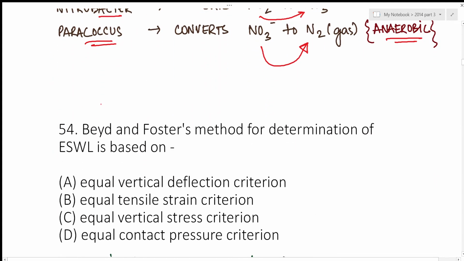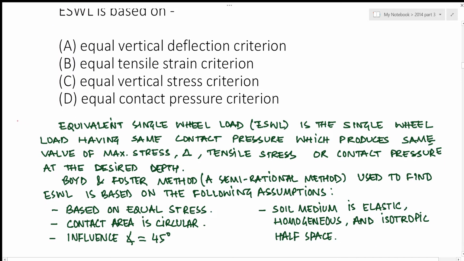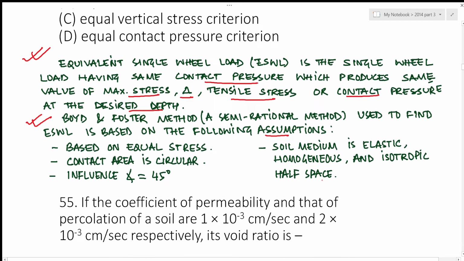Next question is: Baird and Foster's method for determination of ESWL is based on. Now equivalent single wheel load is the single wheel load having the same contact pressure which produces the same value of maximum stress, deflection, tensile stress or contact pressure at the desired depth. Baird and Foster's method, which is a semi-rational method, is used to find ESWL based on the following assumptions. Now these assumptions are important.